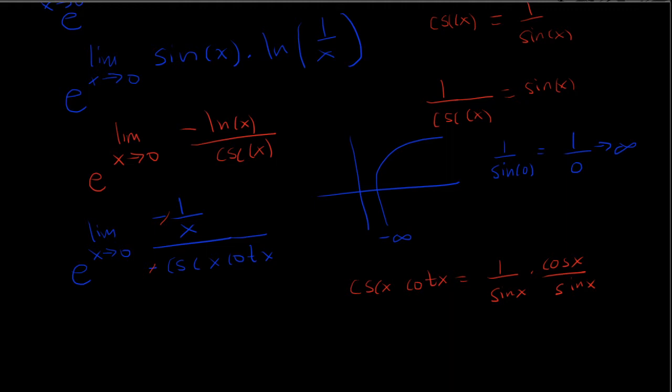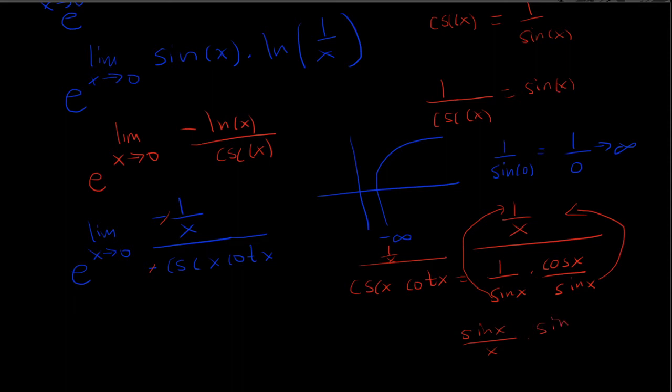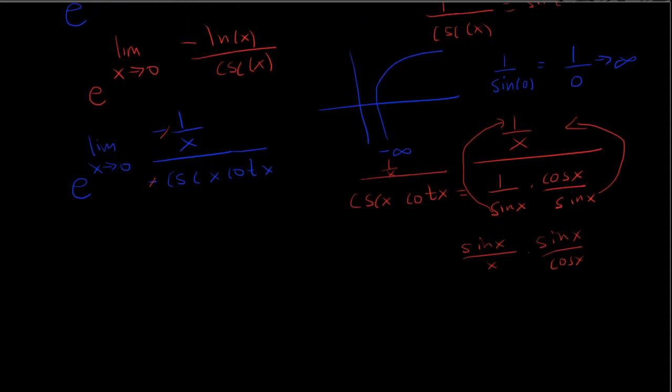Basically we're going to have this: 1 over x divided by that. And this sine is going to come all the way up top here, so I'm going to get sine of x over x. And I can bring this sine up here, so that would just be sine over cosine, which is really just tangent. So I can change that to tangent, just to make it easier.